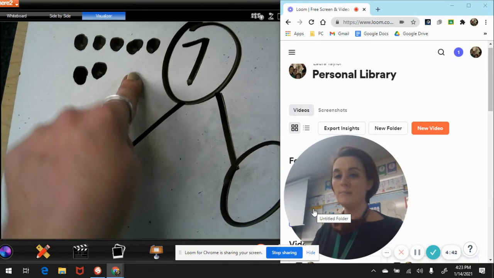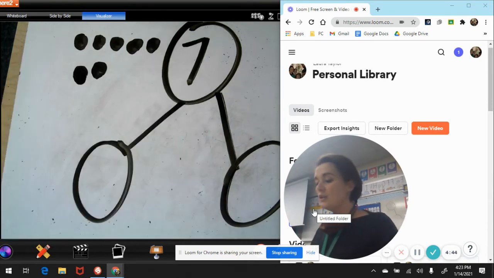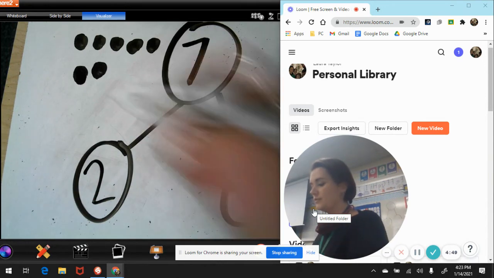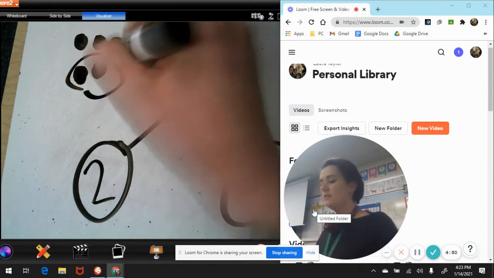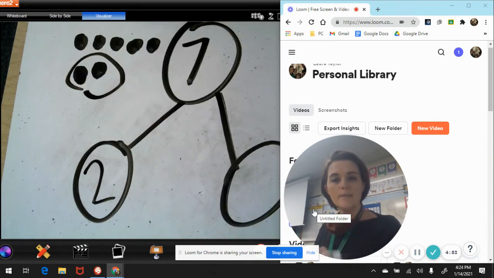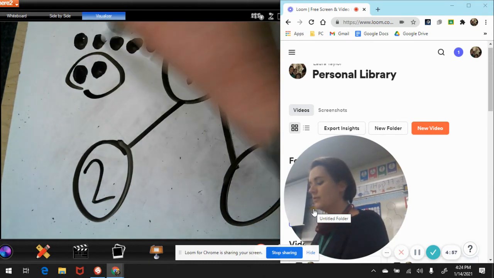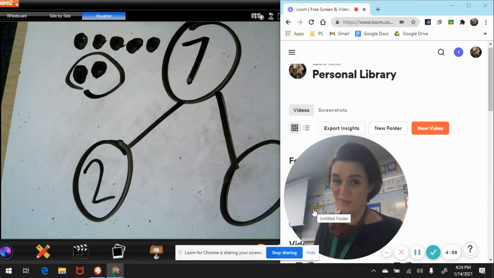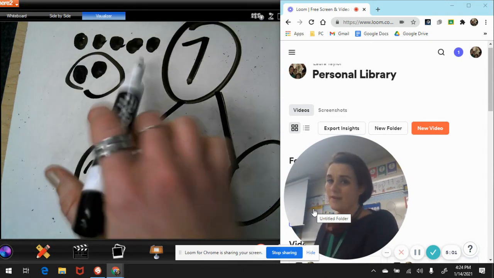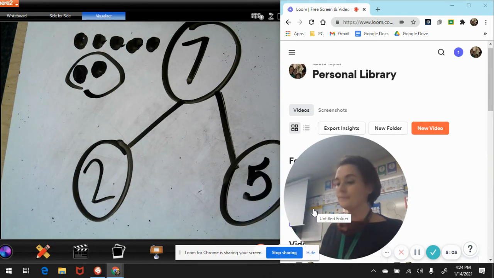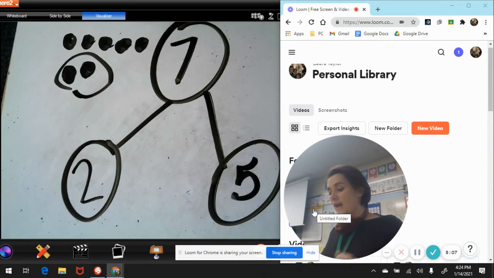I have 7 beans. 2 beans are black beans. So let's circle those 2. 1, 2. Friends, how many of my beans are white beans? 1, 2, 3, 4, 5. But I already knew that was 5, right? Because I have a 5 group. Very good.